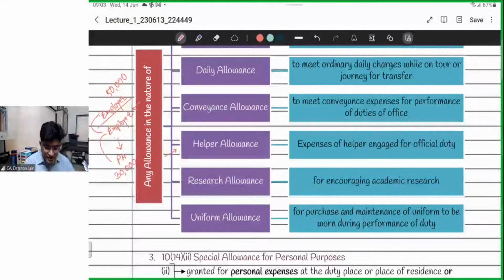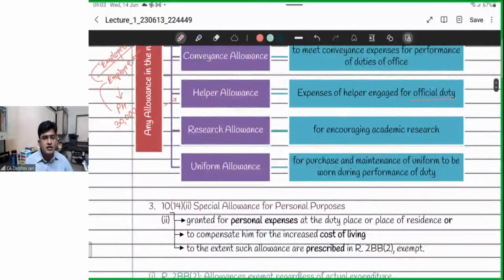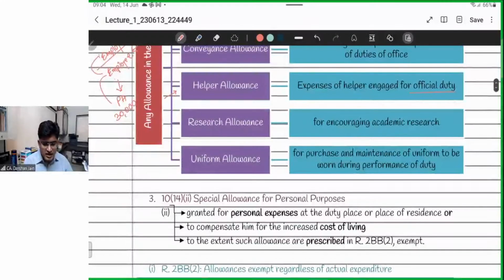Do you get it? The helper allowance, expenses of helper engaged for official duty. Sometimes, in case of senior employees, they do get personal assistants. Now, these personal assistants are not directly employees of the employer. So helpers, or let's say a car driver, usually is employed by the employee. He could be a helper. Now, that is exempt to the extent incurred.